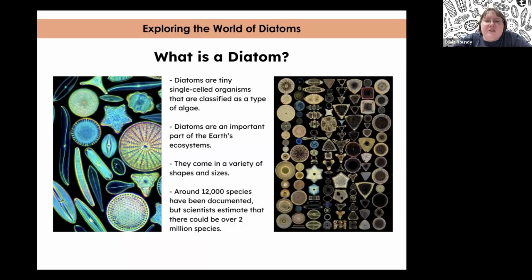Okay, so we're going to talk a little bit more about what is a diatom. And just like Jackie said, they are single-celled organisms that are incredibly tiny and they're classified as a type of algae. Diatoms are an incredibly important part of the Earth's ecosystem. They generate about 20 to 50% of the oxygen produced on the planet each year. They come in a variety of shapes and sizes. There's about 12,000 species that have been documented, but scientists estimate that there could be over 2 million species total.